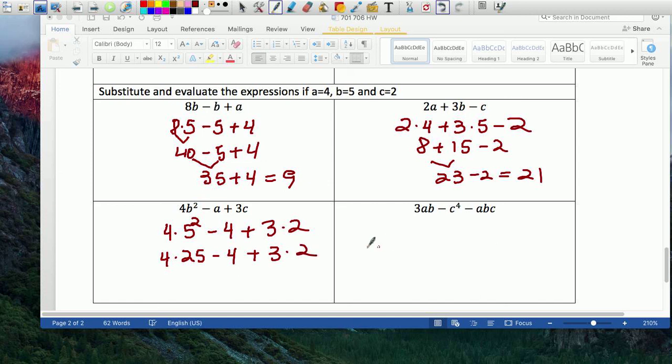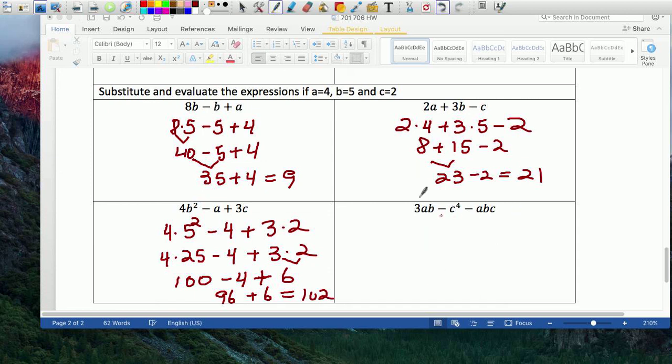Now I can do multiplication, right? Because it comes first. I can do this multiplication and then that multiplication. So 4 times 25 is 100. Minus 4 I'm not going to touch, plus the addition I'm not going to touch, and then 3 times 2 is 6. Again, from left to right, 100 minus 4 is 96. And then I have to do plus 6, and that's going to give me 102.